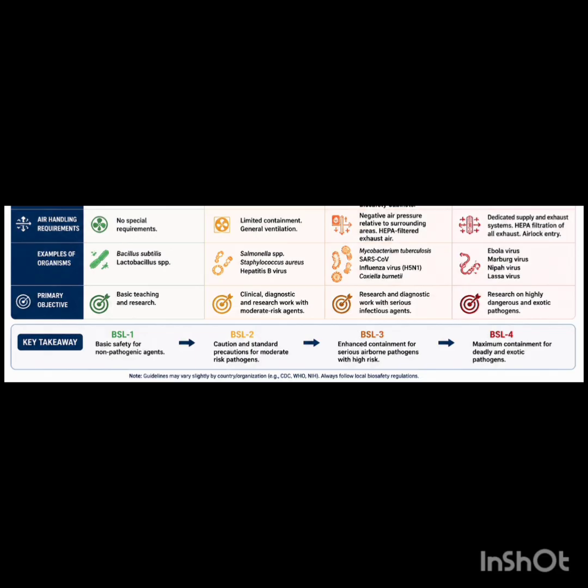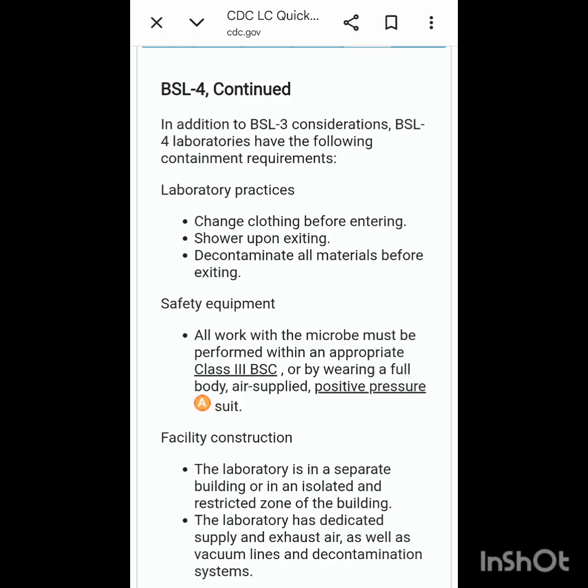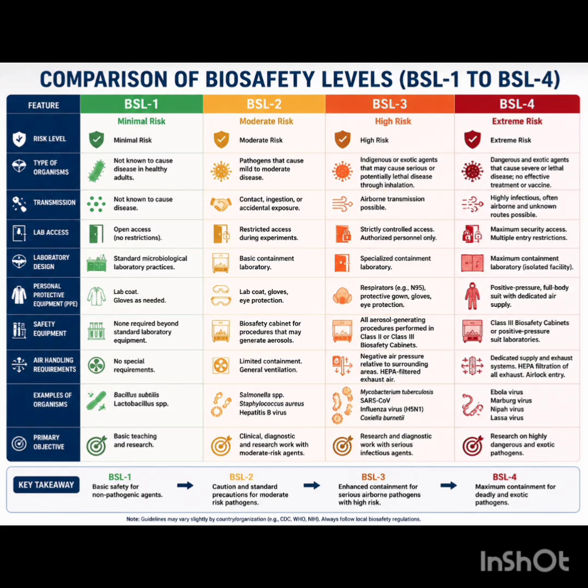These levels form a hierarchy of containment in which safety measures become progressively more stringent as the risk associated with the microorganism increases. At the foundation of this hierarchy is BSL-1, the lowest level of containment. BSL-1 laboratories are designed for work with microorganisms that are not known to cause disease in healthy adults. Examples include organisms such as Bacillus subtilis and Lactobacillus species. These laboratories are commonly used in schools, colleges, and teaching institutions where students learn basic microbiological techniques.